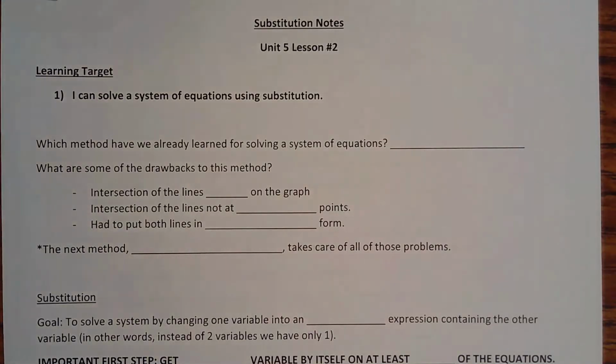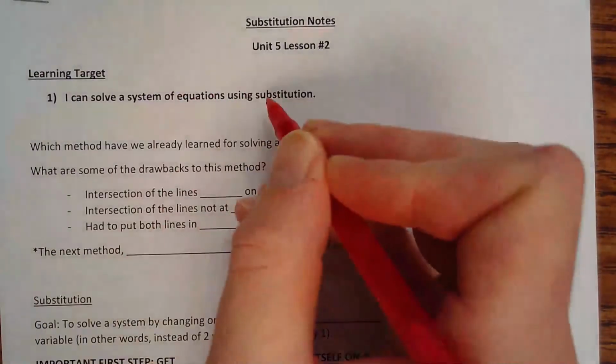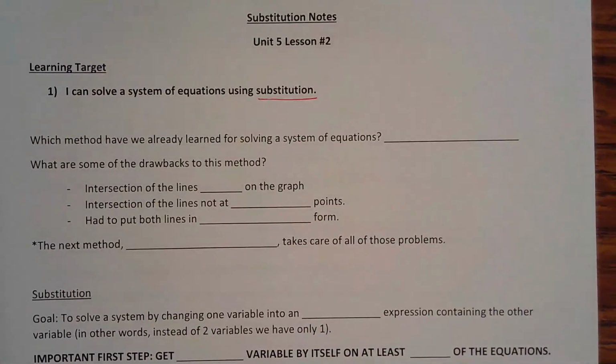Okay, so here is Unit 5, Day 2. We're going to do that second version of solving systems. We told you there's basically three ways. So today is going to be substitution. So I can solve the system using substitution. Some of you might like this better than graphing, some of you might not. It's really kind of a preference.